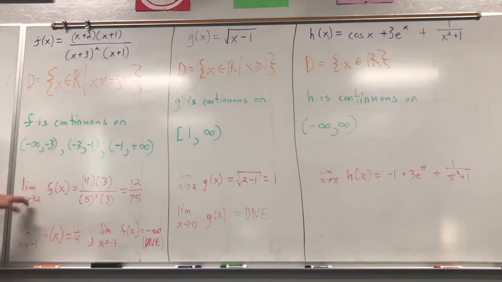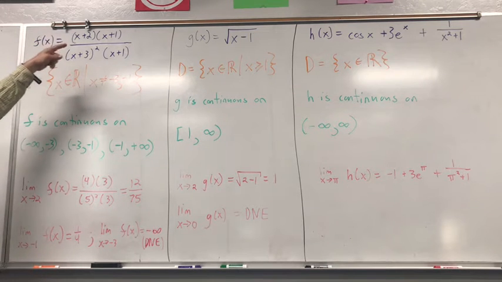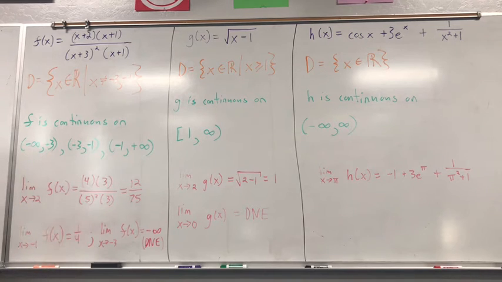Okay, let's just take a couple limits here. What if I said take the limit as x approaches 2 of this function? Well, how do you do that for a rational function? We just plug in the value. So plug in 2, what do you get? You get 4, 3, 5 squared, and 3, which is 12 over 75, I believe.